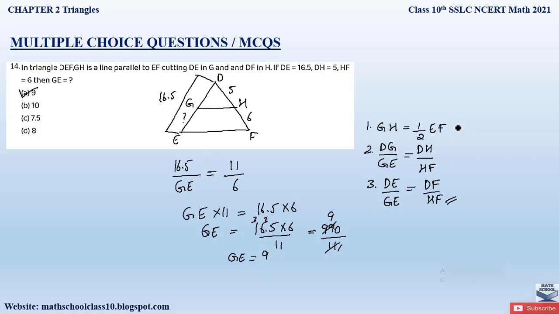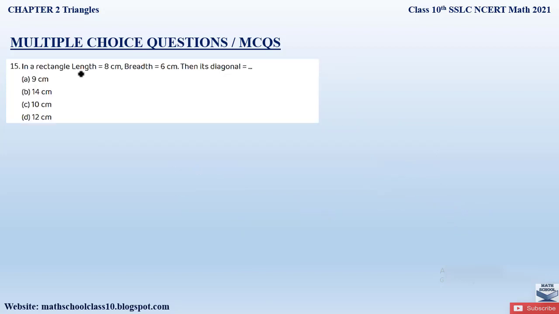Right, so these are the three important relationships that you have to know to solve such kinds of problem. It is very much important. I'm sure there can be 2 questions in your examination based on this relationship. In a rectangle, length is equal to 8 centimeter, breadth is 6 centimeter, then its diagonal is. So we have a rectangle here whose length is 8 and breadth is 6, and then we have to find out its diagonal, the length of the diagonal.